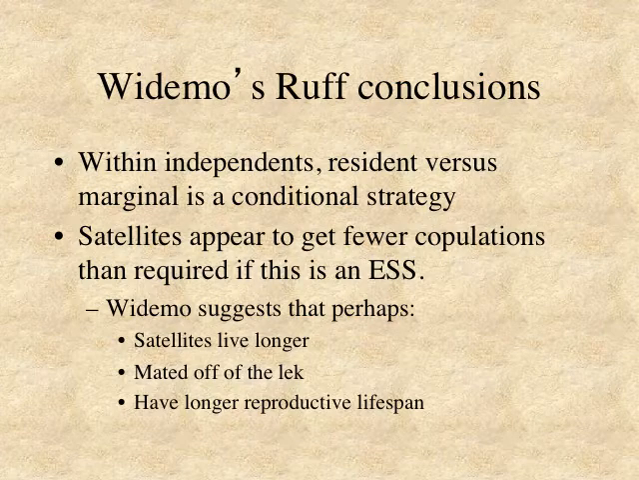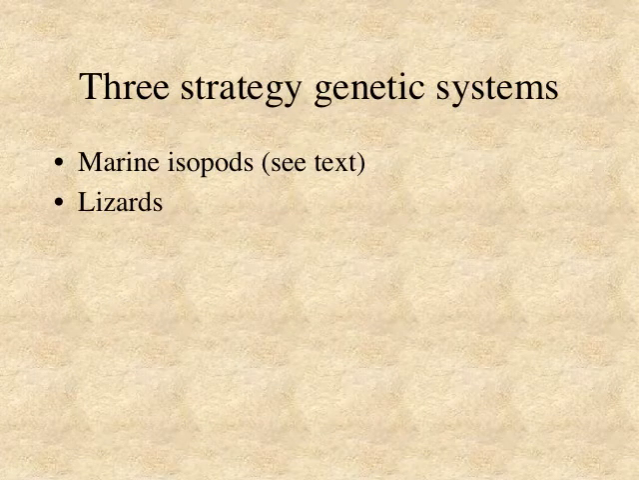So what Gadimo concluded was that, as we've seen within the independent genetic strategy, resident versus marginal is a conditional strategy, and being the winner, the resident, is much higher fitness than being the loser, marginal. The satellites appear to get fewer copulations than required if it were an ESS, about half as many, and it's possible that they live longer and have a longer reproductive lifespan, but this idea that they also may have mated off of the lek because of this female attraction to the white ruff color might be increasing their fitness beyond what you'd observe just watching the leks. A kind of neat system because there's behavior and morphology tied in, and there's genetic ESS as well as conditional effects in these birds.